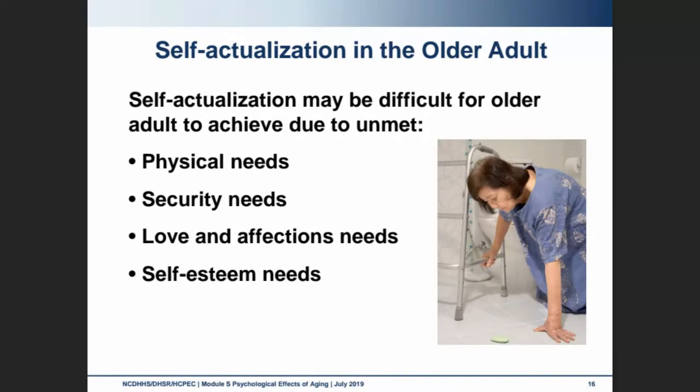So, physical needs: they might have mobility challenges or pain. Security: they might lack privacy or be scared in their environment. Love and affection: they might feel isolated, or they might be isolating themselves, or have no family or family support. Self-esteem: they might feel negative about themselves or lack confidence.